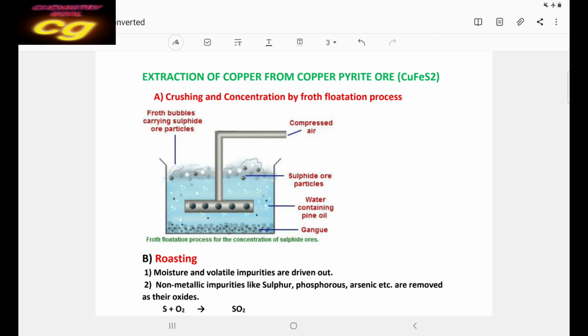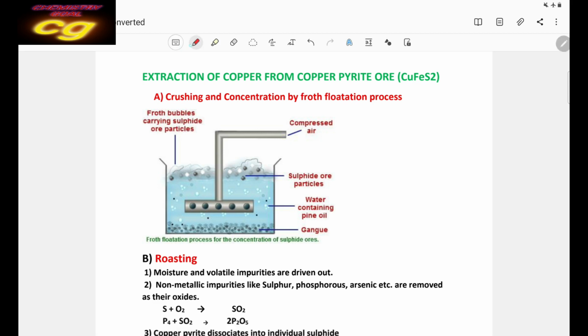So dear students, today we will discuss the extraction of copper and zinc. First, extraction of copper from copper pyrite ore, that is CuFeS2. From copper pyrite, how can you extract copper? Let us discuss.